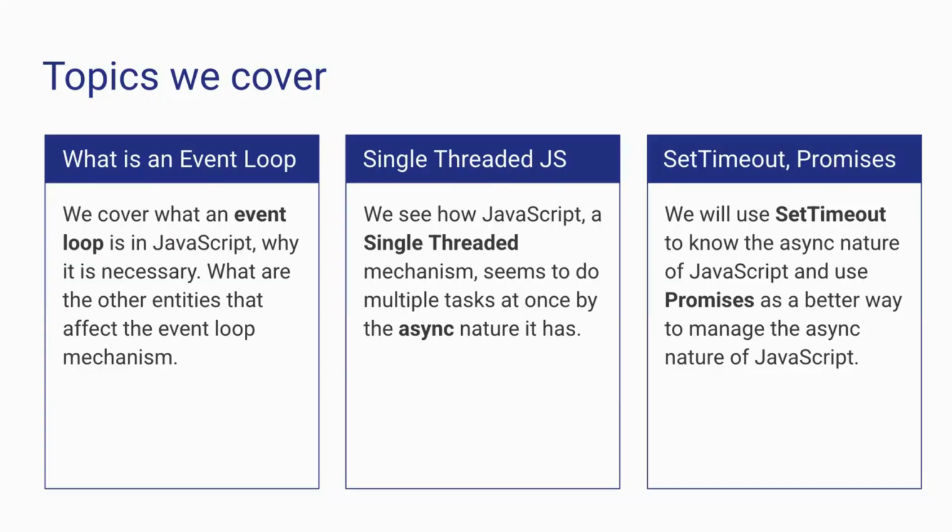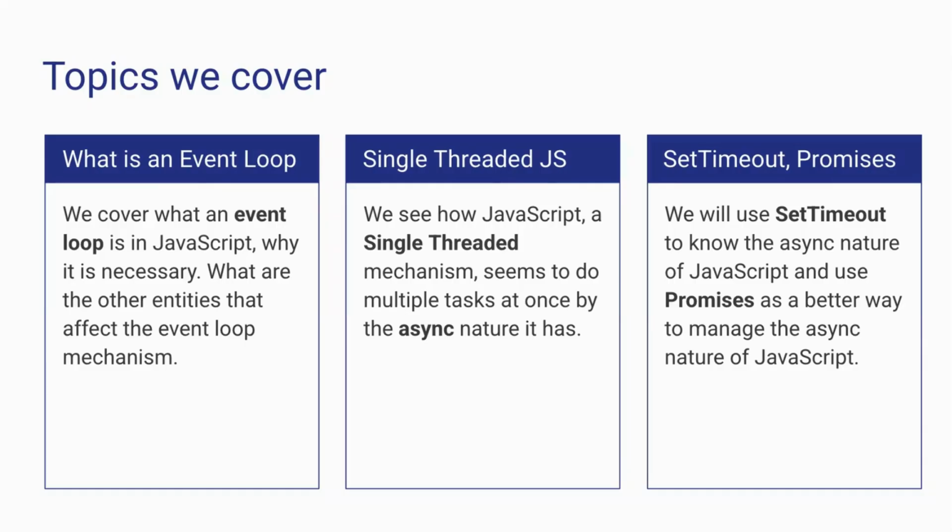The topics we'll cover are: what is an event loop? Is JavaScript single or multi threaded? Well, I'll give it to you right away. It's a single threaded mechanism. But we see that websites and web apps today seem to be running so many processes at once. That is where the async nature of JavaScript comes into the picture. We'll learn more about that as well.